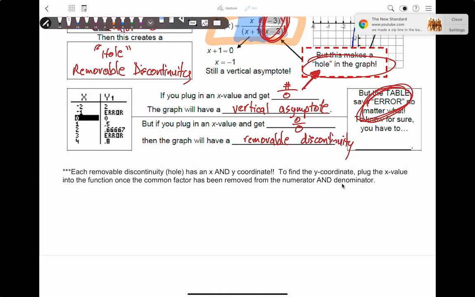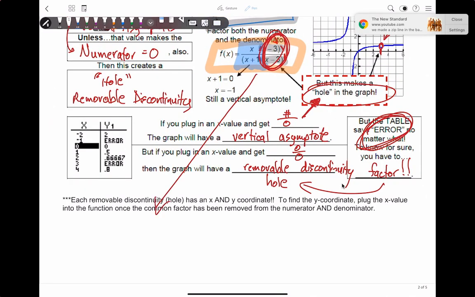But the table says error no matter what, so to know for sure, you have to factor. So you have to factor in order to find this hole in the graph. For instance, this one right here that we were just seeing factored to x minus 3, and then it had x plus 1, x minus 3. So when you start looking at pieces, you first have to say, ooh, there's a two of a kind. That's where the hole exists.